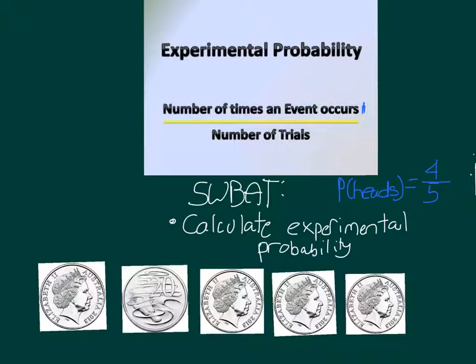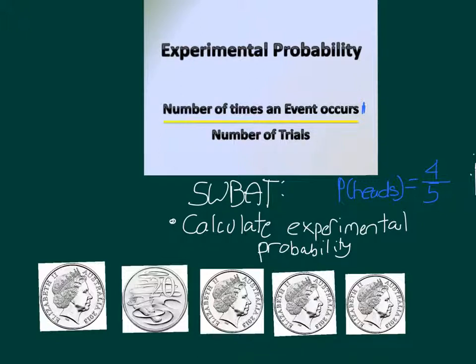Of course, if you toss 5 coins, you might get a different answer. You might get 5 tails or whatever. But this is just the probability of heads in this particular experiment that I just did for you in front of your eyes. So probability of heads is 4 over 5.